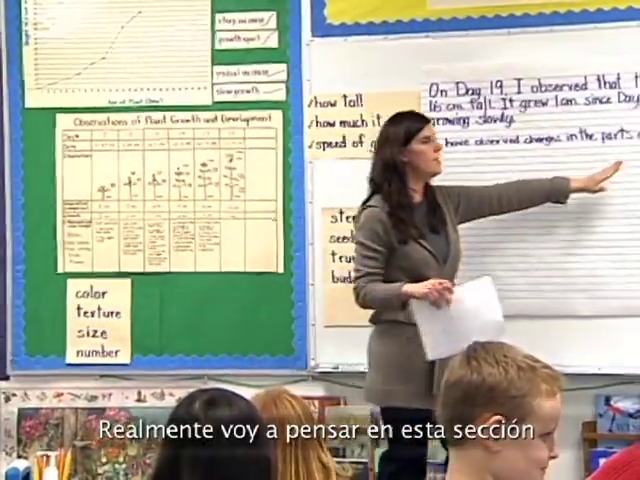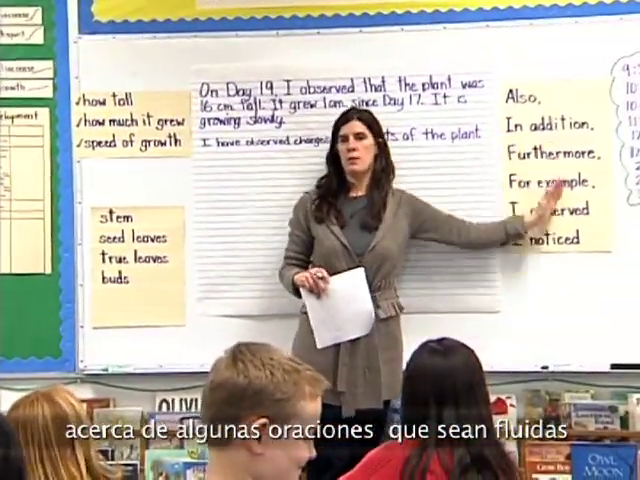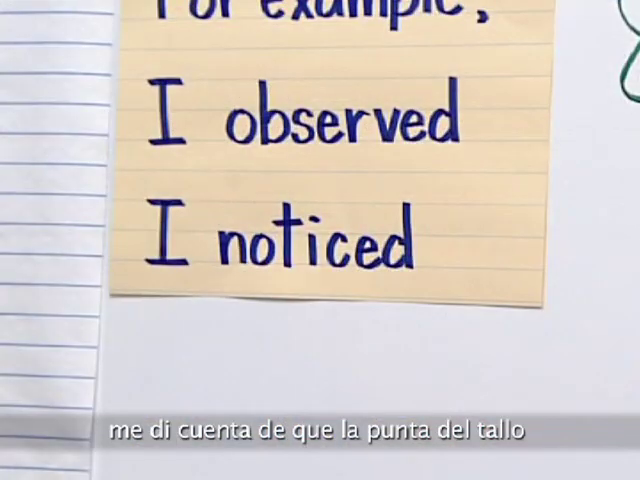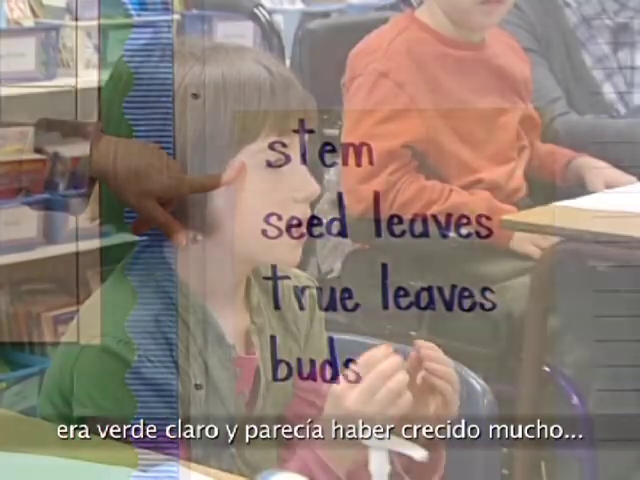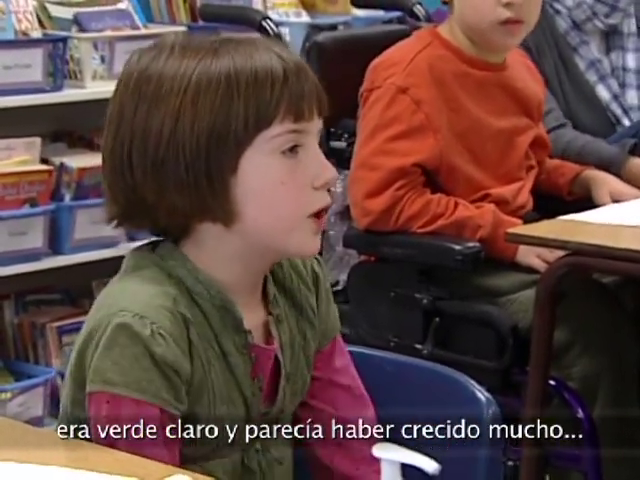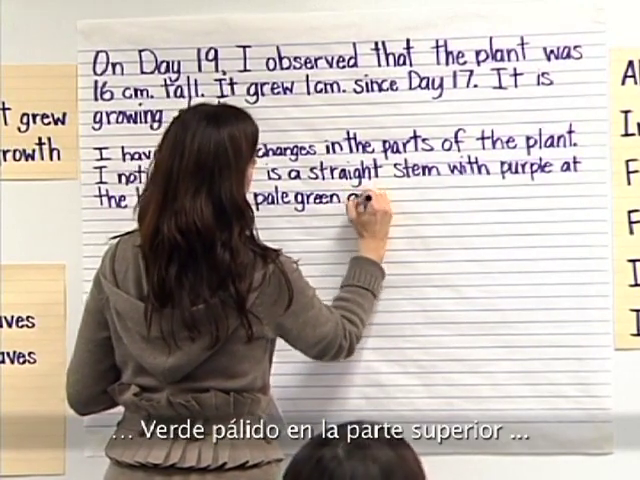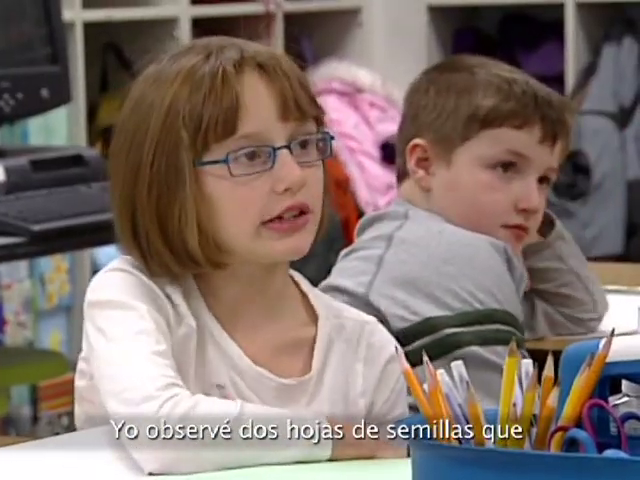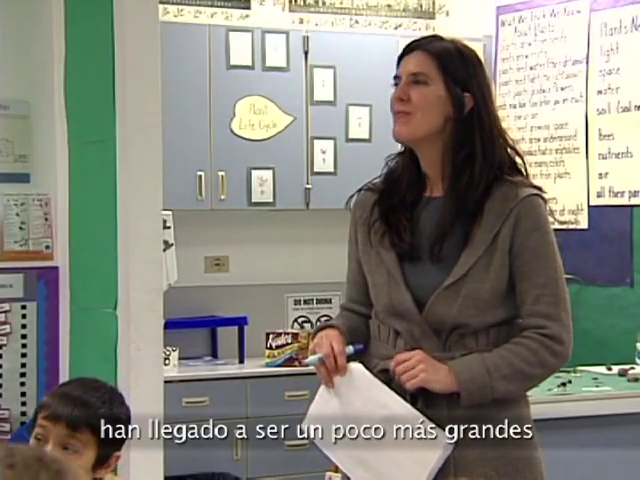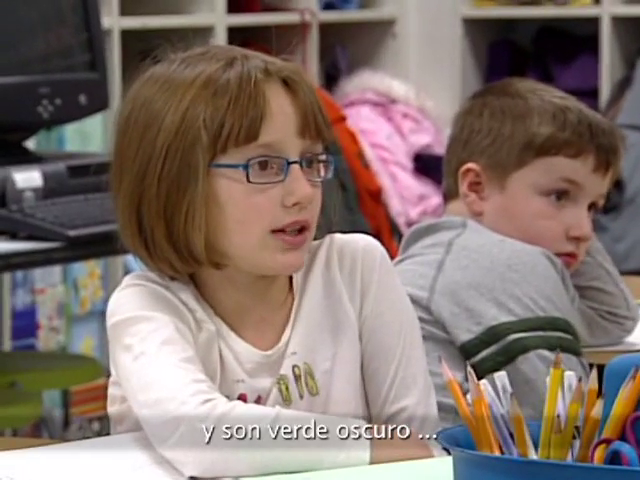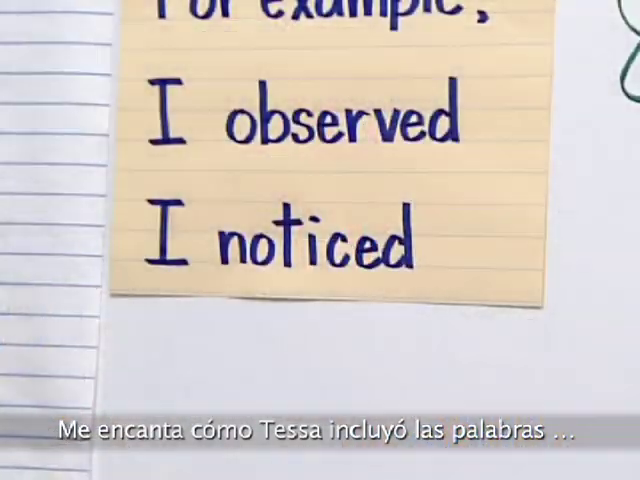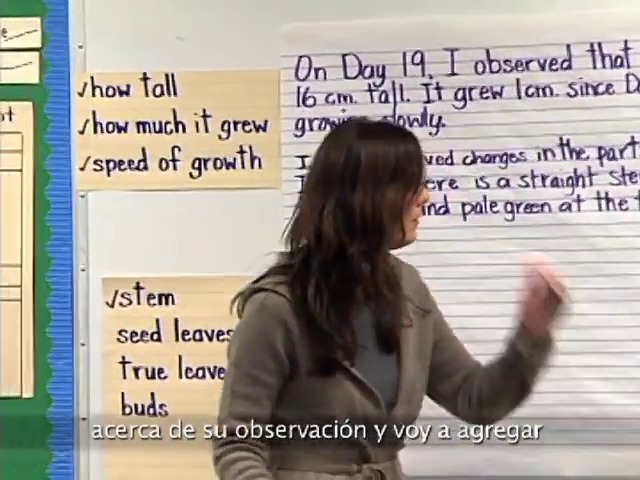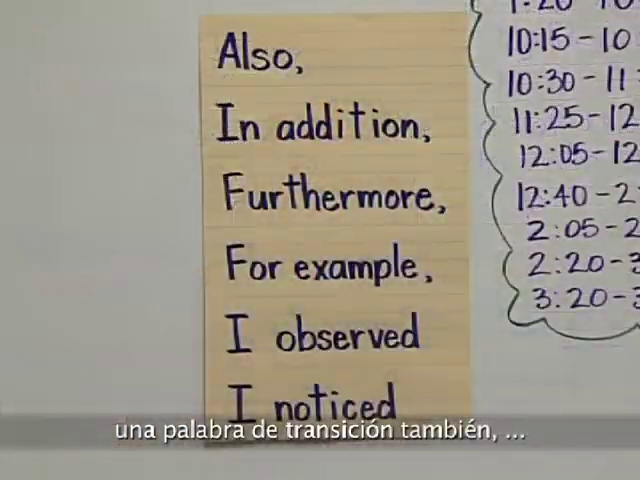I'm going to really think in this section about some sentence fluency using my transition words. So I can say, I noticed that the stem at the top was pale green, and it seemed to have grown a lot. I observed 2 seed leaves have gotten a little bit bigger, and they're dark green. I love how Tessa included the words I observed, because it made it really clear that she was writing about her observation. And I'm going to add in a transition word also.